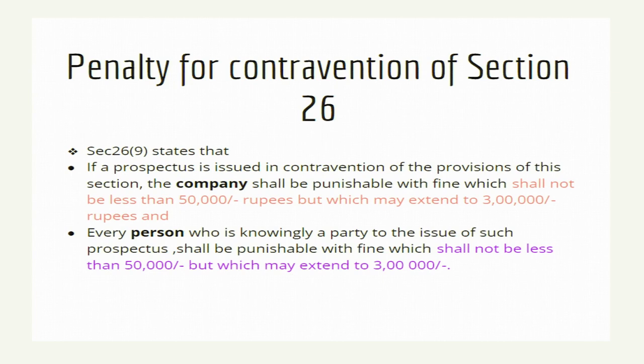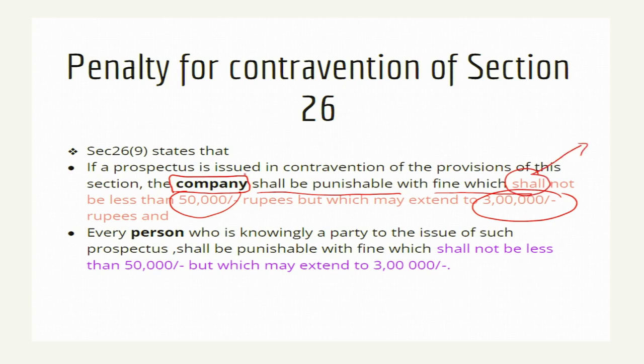Section 26 clause 9 defines that if a prospectus is issued in contravention of the provisions of this section, the company shall be punishable. The important thing here is, who is liable? Company is liable. Who is punished here? Company is punished. And how much punishment? Company shall be punishable with fine which shall not be less than 50,000 rupees, but which may extend to 3 lakh rupees.